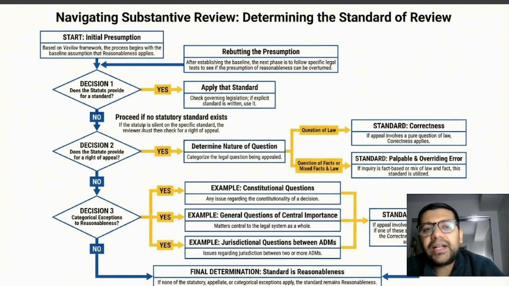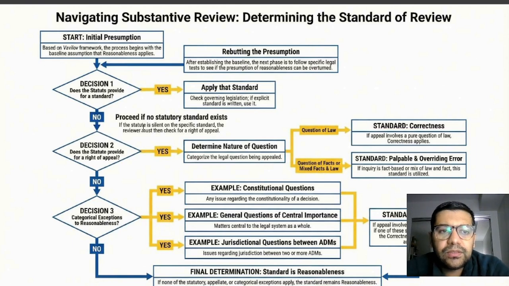But that can have exceptions, right? Not all the time. The standard of review can be correctness as well, on the basis of this chart. So how do you see that? Does the statute provide for a standard? If yes, apply the standard. So check the governing legislation. If an explicit standard is written, then use it. Done. The initial presumption was reasonableness, but the statute provided for a standard.